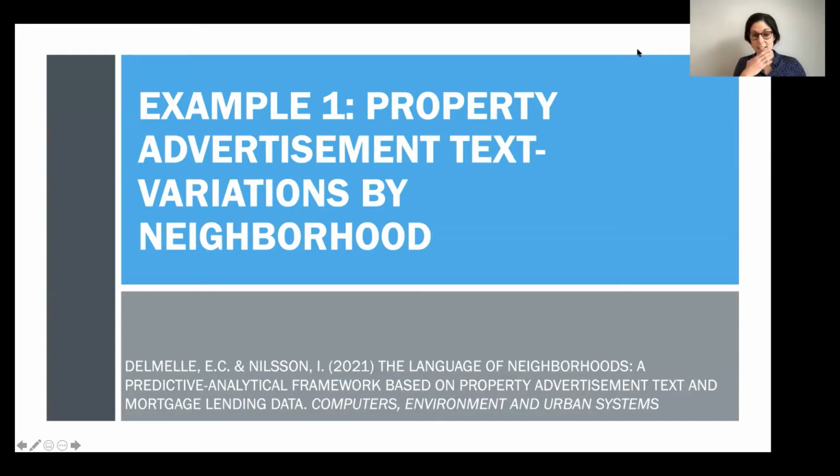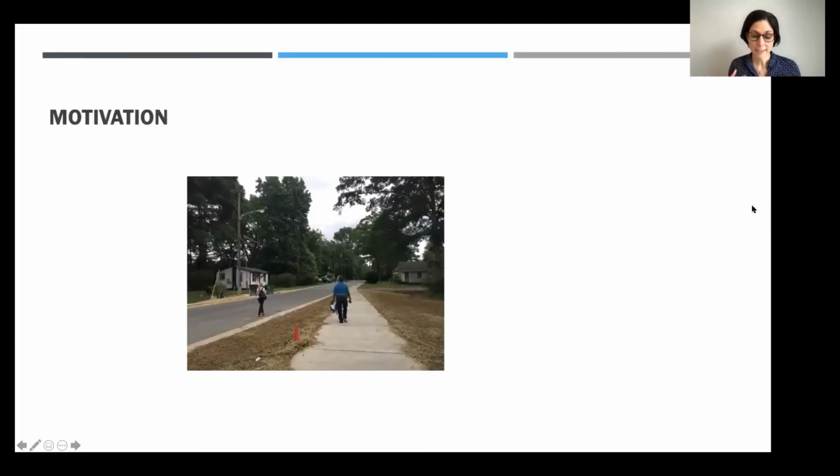The first case study is with my co-author, Isabel Nilsson. This was a paper that we recently published in CUS. This is sort of our first foray into this, where we gathered some sample data, and we just wanted to see if we can learn something interesting. So I'm going to talk about this and kind of what we learned and where we're going next. But I'd like to start off with where this idea even came from, because this sort of forms our motivation.